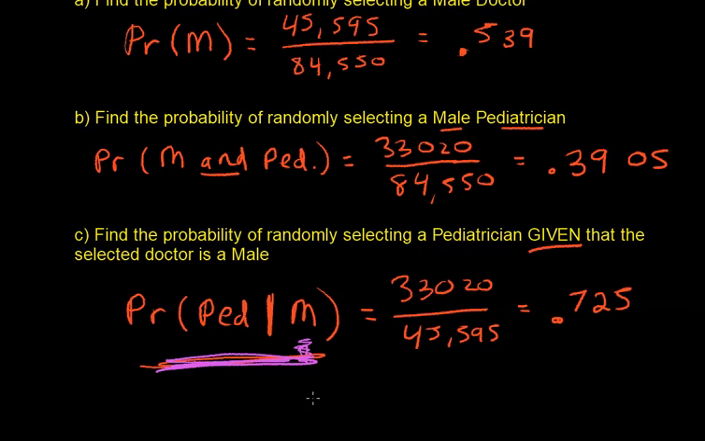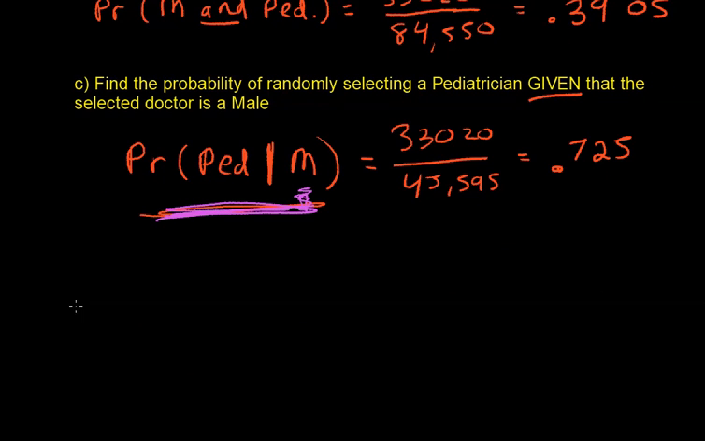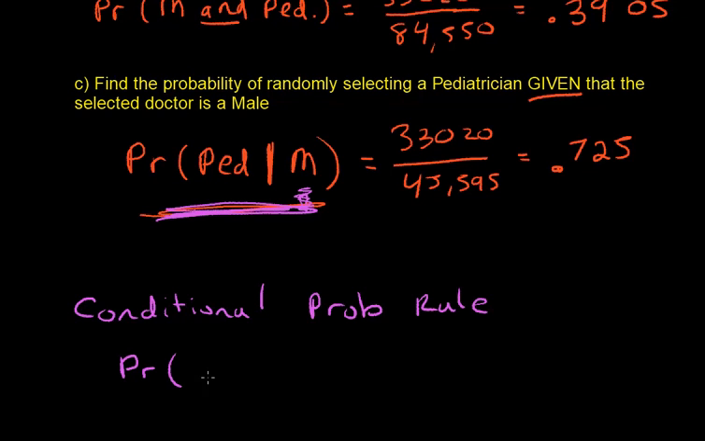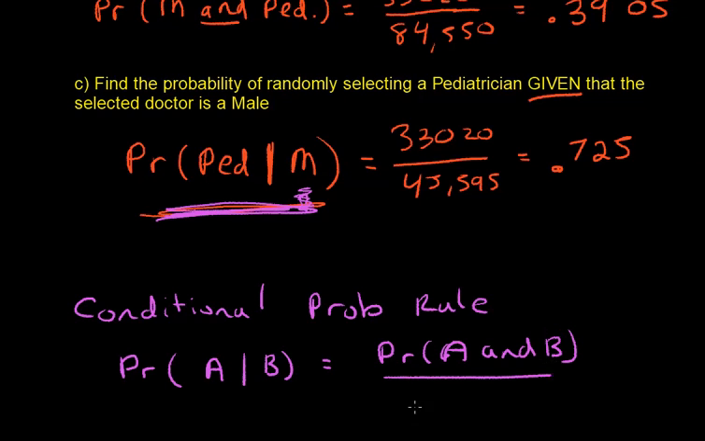Now, another way that we could have calculated this is using the conditional probability rule. So let me go ahead and show you what the conditional probability rule is. The way that we calculated it is definitely the easier way, but we could also consider the rule. So let me go ahead and give you what the rule is. The rule is that the probability of A given B equals the probability of A and B divided by the probability of B.